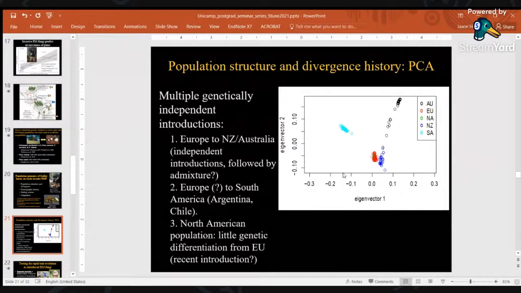And some conclusions initially from this result are, first of all, that the introduction from Europe to New Zealand and Australia seems to be documented here, but perhaps by independent introductions followed by admixture. So you can see this movement in genetic similarity from the red cluster in Europe here out to Australia, but over to New Zealand here as well. A second conclusion from this graphic is you can apparently see separate evidence of a separate introduction from Europe to South America, which includes Argentina and Chile. And then a third conclusion is seeing these samples from North America on top of the European samples suggests very little genetic differentiation in North America from Europe, suggesting probably a recent introduction and little spread.